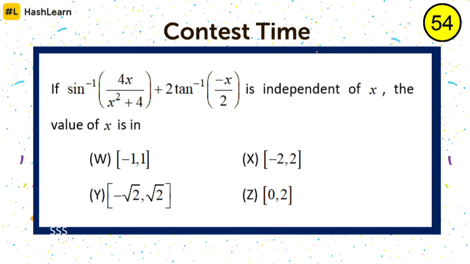Sin inverse of 4x by x square plus 4 plus 2 times tan inverse of minus x by 2 is independent of x. The value of x is in, they have given you certain ranges: between minus 1 and plus 1, minus 2 and plus 2, minus root 2 and root 2, and 0 to 2.